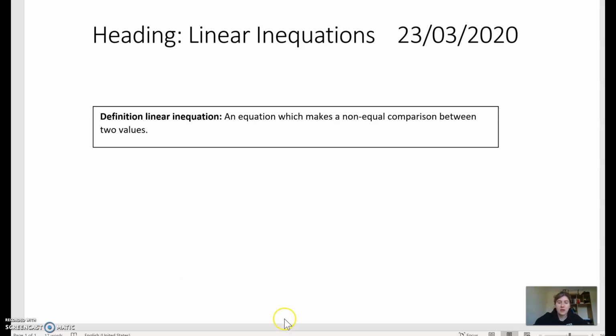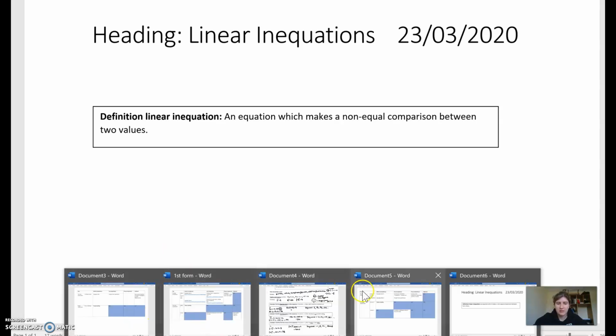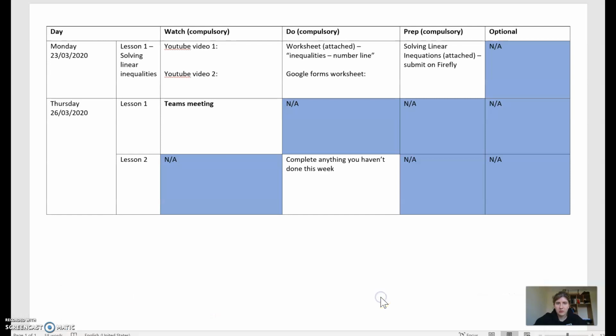In your email you would have got a table like this. Yours is a little bit of a work in progress because I'm filling it in as I go. You'll see here you should be looking at YouTube video 1, and this is what you need to watch. After that you need to do the attached worksheet. Then go back, watch the second video, complete the next worksheet, and then your prep is also attached, and that's to be submitted on Firefly by Friday.